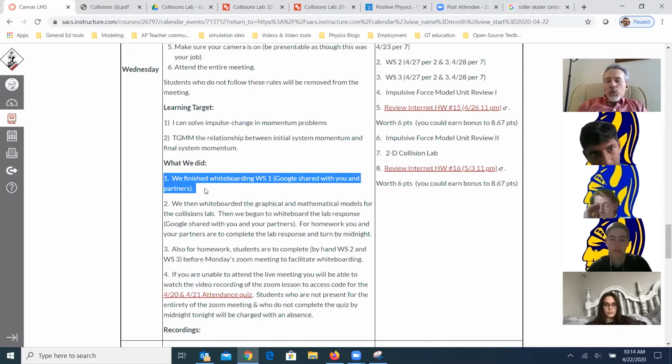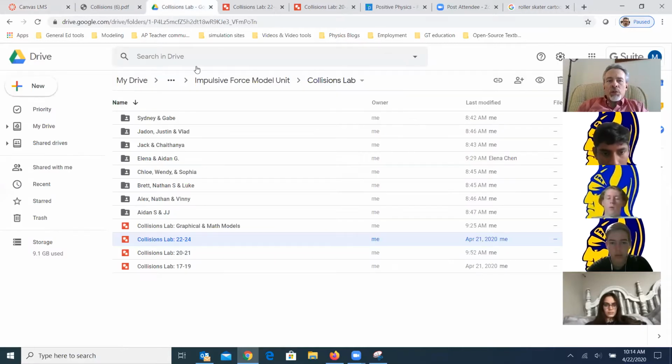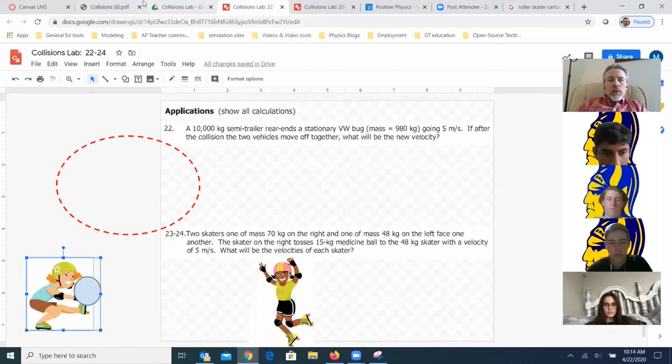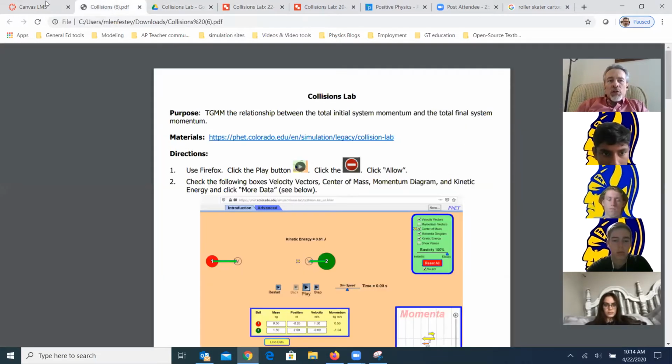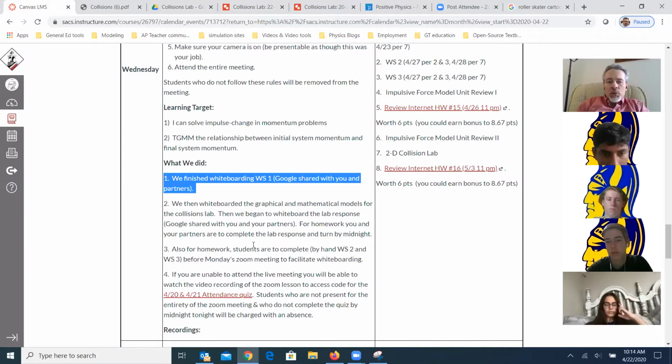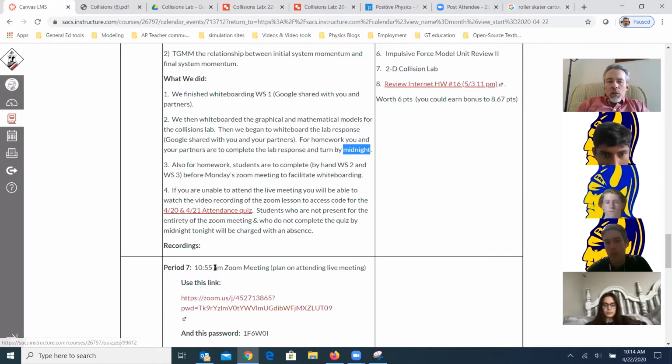Hopefully you have already finished worksheet 1. We'll whiteboard that on Monday. What I would like you to do for homework is finish up this lab response in those folders that I shared with you, and make sure everybody's contributing and your name's on those. You don't have to share it with me because I have it. I'd like you to turn that in by midnight. So that's your homework. Also, there's an attendance quiz here that I would like you to take.